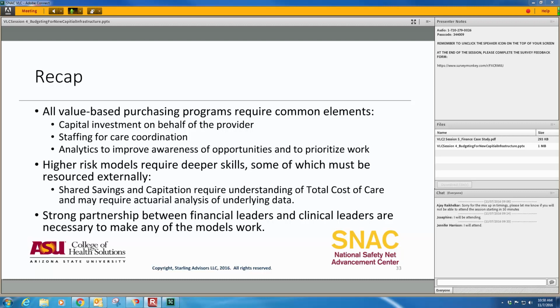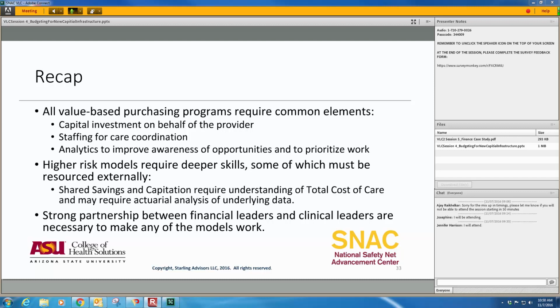So just to recap where Andy was coming from, all value-based purchasing and reimbursement programs are going to require some common elements. There's going to have to be some level of capital investment on the part of the provider. We certainly know that we're moving toward higher touch, more systemic approaches to care coordination. And Andy did a really good job in those slides of pointing out different benchmarks for staffing ratios and the like.